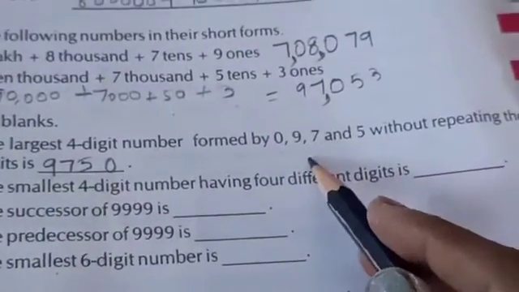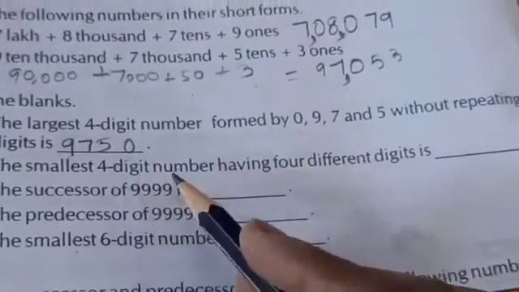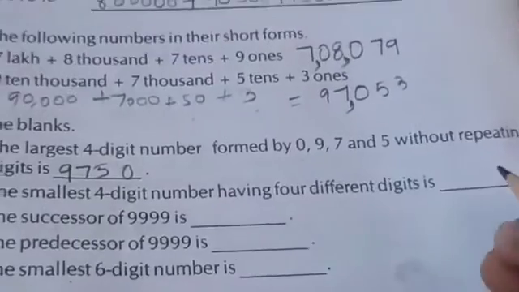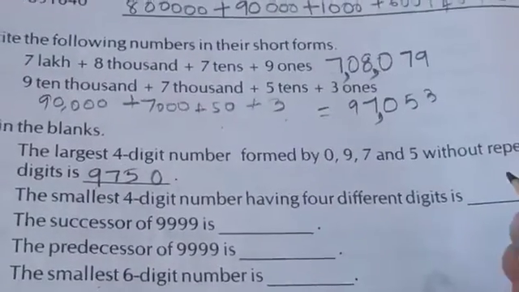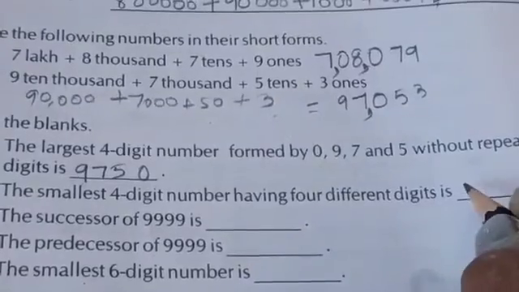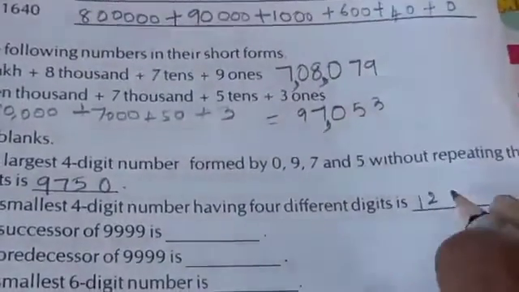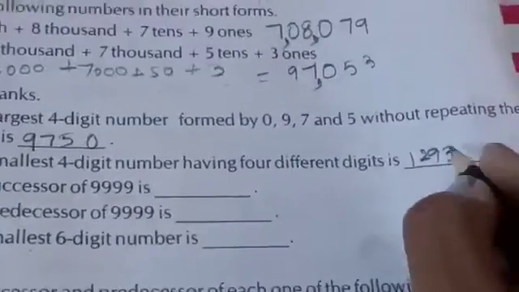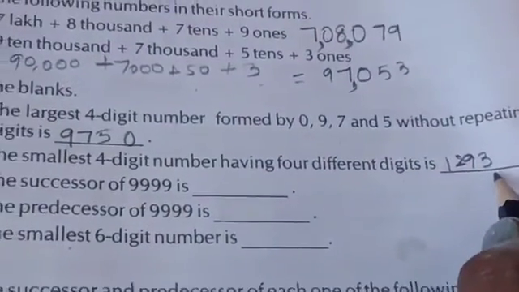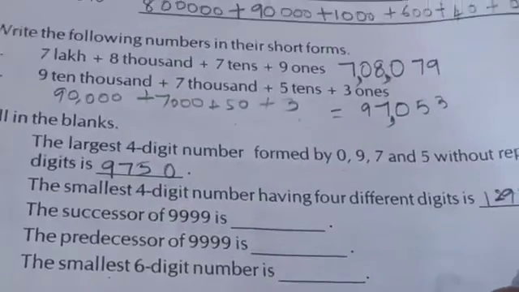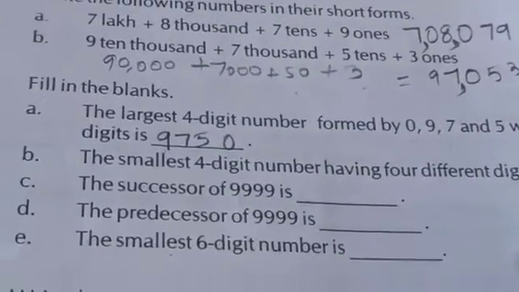Okay, now the smallest 4-digit number having 4 different digits is, meaning the smallest 4-digit number. We can write any different digits, for example 1,293. For example I have written this one, 1,293. That is the smallest 4-digit number. Okay.